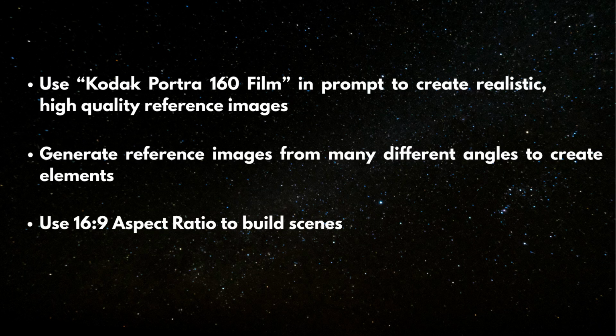Some tips to help with quality: use Kodak Portra 160 film in your prompts to create realistic, high quality reference images. I felt that these gave the most realistic looking and clear photos. Also, you want to generate reference images from many different angles to create your elements. You want to give the AI as many different perspectives so that it doesn't have to guess what a character or an element looks like from a given angle. And then lastly, use 16:9 aspect ratio to build out your scenes. I feel like that really helps with the quality of the video.